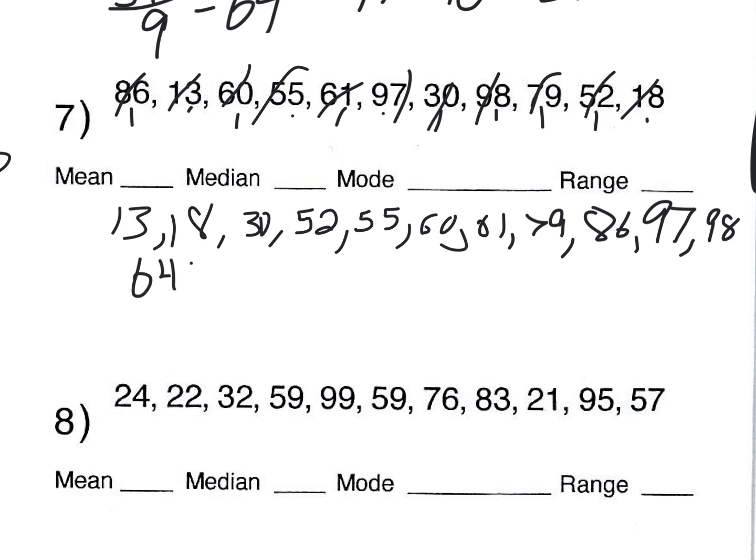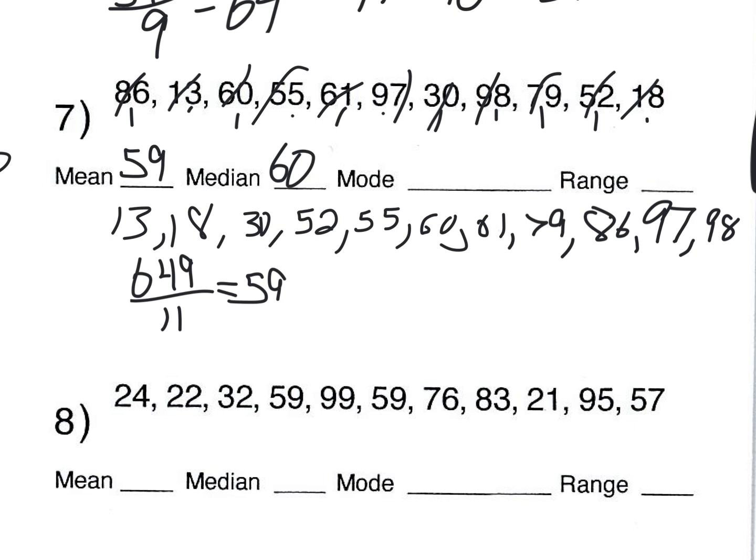649 divided by 11. Again, just the average. That's all we're finding here. The word mean simply means average. The average of all that data is 59. The median, cover up the 13 and the 98. Cover up the 18 and the 97. Cover up the 30 and the 86. The 52 and the 79. The 55 and the 61. And you get 60 in the middle.